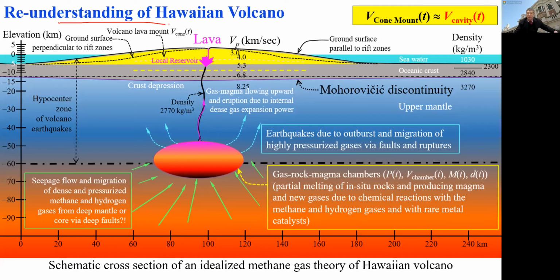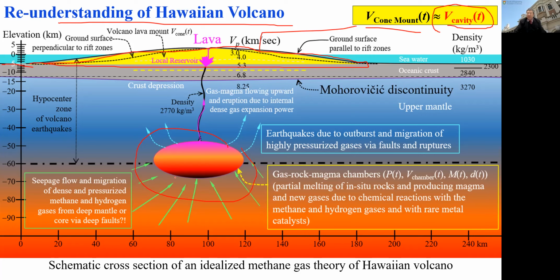So I put this one here, the real understanding of Hawaii mountain volcanoes. Hawaii has huge mountains here, this is the sea level. It's not quite a cone shape, but a cone with a larger angle. This is the lava formed. The bottom has a bigger cavity, so the size of the cone mountain equals the volume of the cavity below.